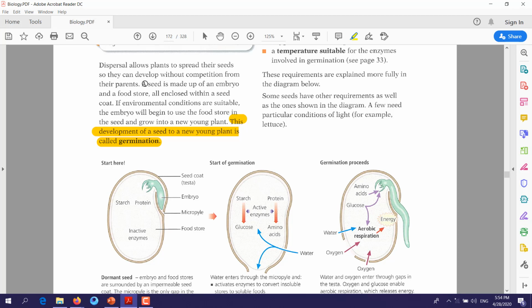How will this happen? We should understand what a seed is. A seed is made up of an embryo and a food store. All of them are enclosed by a coat, which we call the testa.